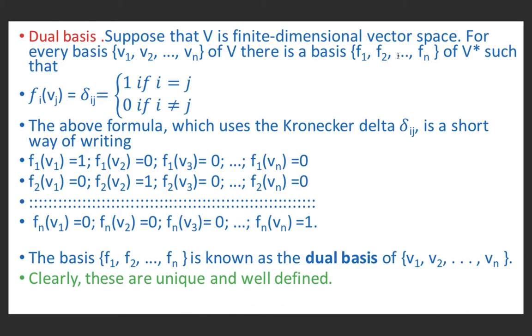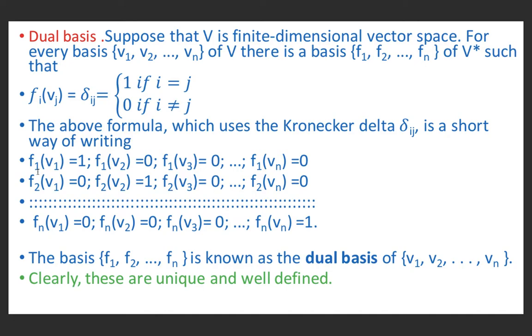Suppose that V is a finite dimensional vector space. For every basis v1, v2, ..., vn of V, there is a basis f1, f2, ..., fn of V star such that fi(vj) is equal to delta ij, which is equal to 1 for i equal to j and 0 for i not equal to j. This is a short way of writing the dual basis of the basis set v1, v2, ..., vn.